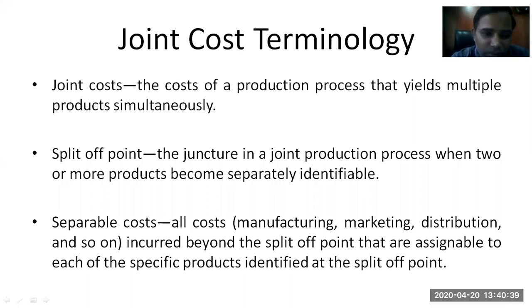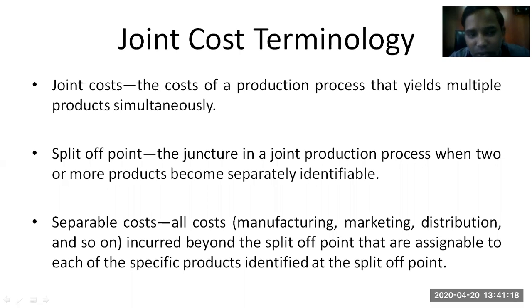Until these products are identified from the crude oil, whatever cost is incurred on the process that takes place on crude oil will be termed a joint cost: the cost of a production process that yields multiple products simultaneously. When you extract crude oil, we don't immediately get petrol or diesel. First of all, we extract crude oil, so there is an extraction cost.